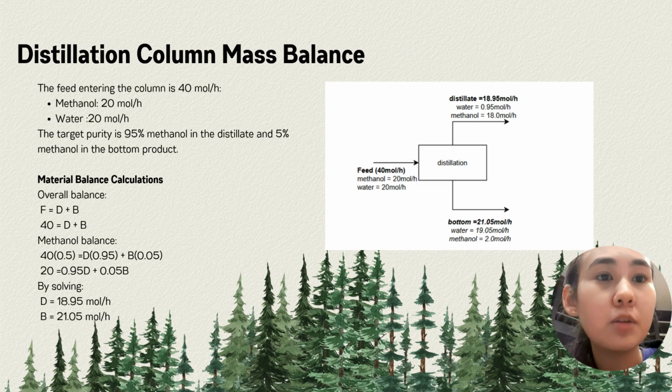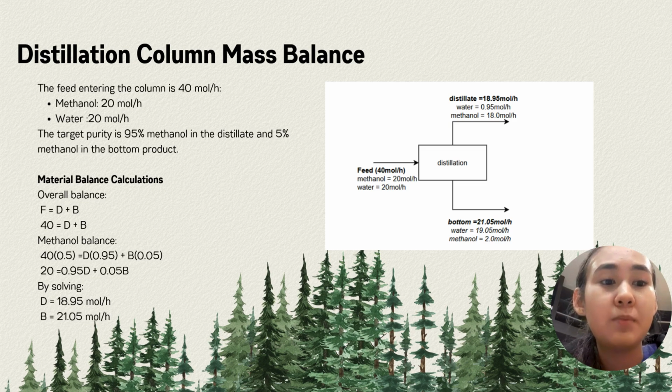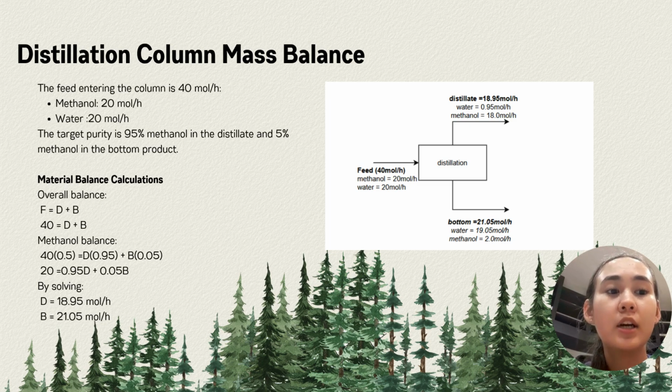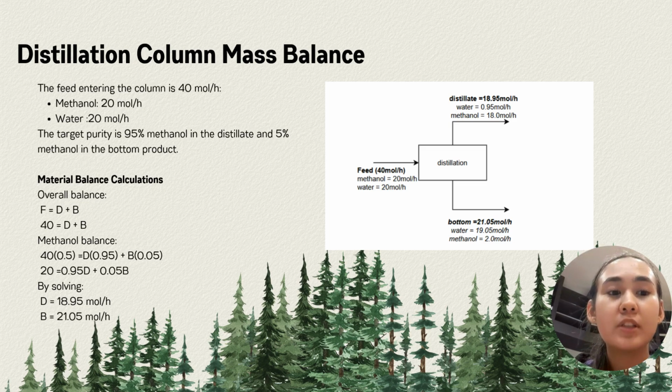It's the distillation column mass balance. So the objective is simple: to produce a distillate stream with 90% purity of methanol. To find the flow rates, we just set up a system of two equations based on our material balance. The first one is the overall balance: 40 mol per hour feed must equal the sum of distillate and bottoms. And the second one is the methanol component balance. The total methanol in the feed must equal the methanol leaving in streams D and B, weighted by their purities. In our case, 95% and 5%.